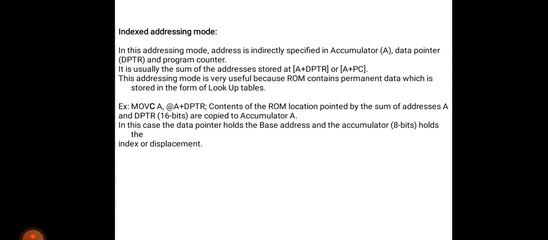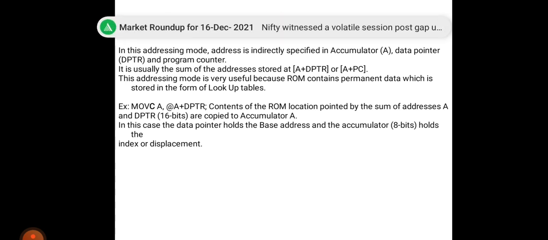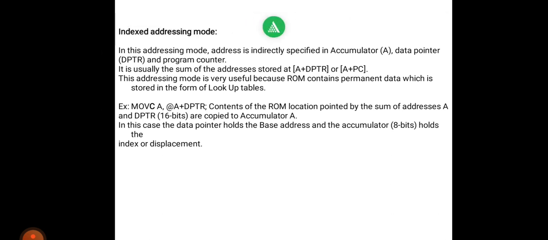For example, MOVC A, @A+DPTR means what? The contents of the ROM location pointed to by the sum of addresses A and DPTR, which is 16 bits, are copied to the accumulator. In this case, the data pointer holds the base address and the accumulator, which is 8 bit, holds the index or displacement. Here we have studied all the addressing modes.